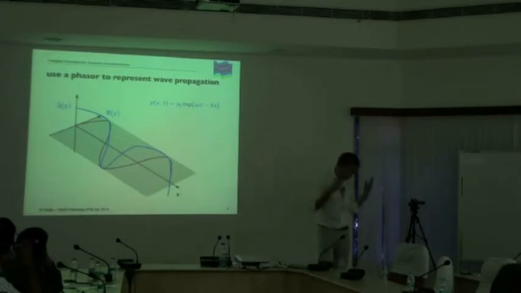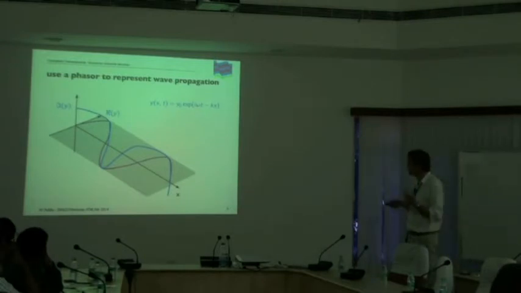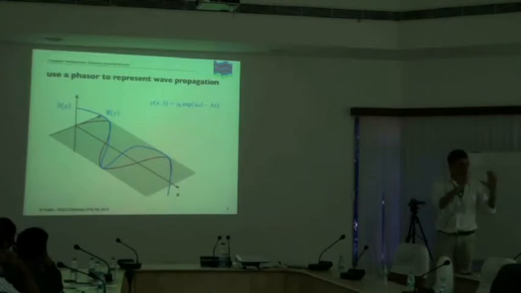So this is how the phasor diagram stretched out in space displays the wave field. And of course, now you see as time goes on, if I shift the whole pattern in the direction of propagation, I see that I get a wave propagating in one direction.